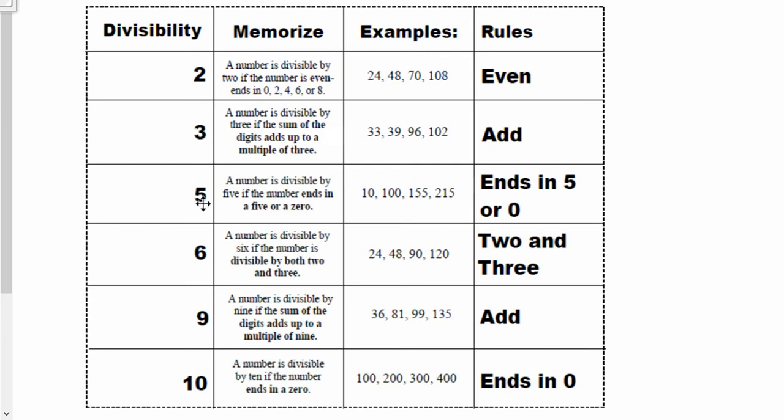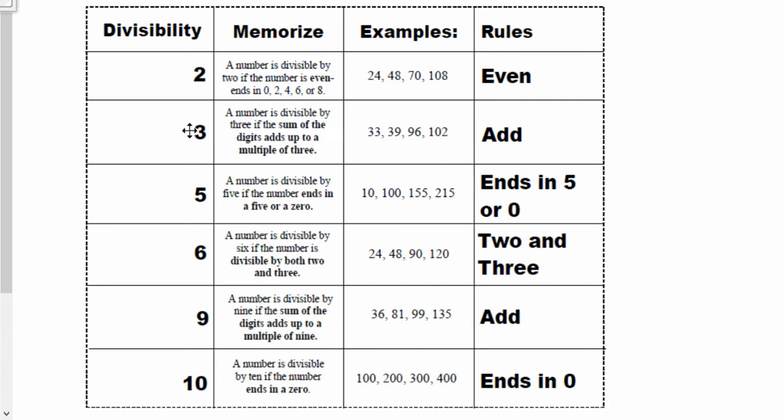3 works. For 5, it simply ends in a 5 or a 0. Ends in a 0, it works. Ends in a 5 or 0. For 6, 2 and 3 must work. Why? Because 2 times 3 equals 6. So it must be even, and when you add them up, must be divisible by 3.